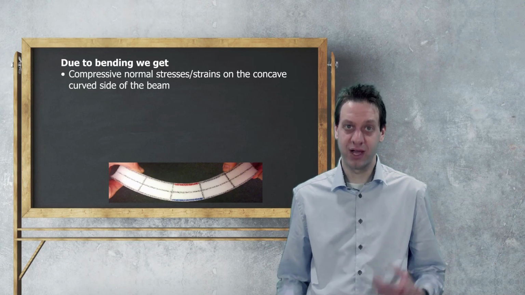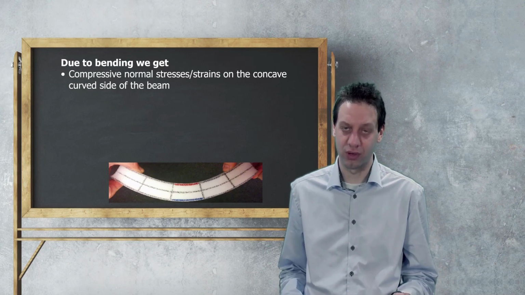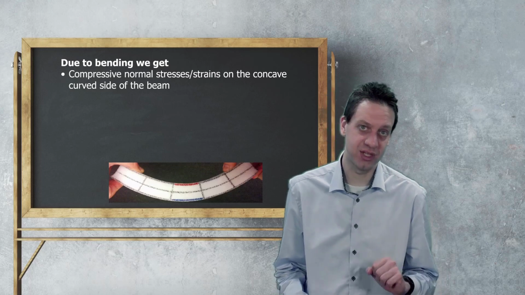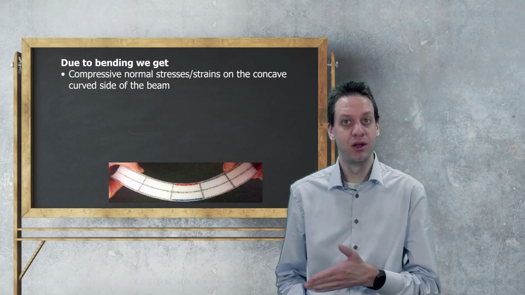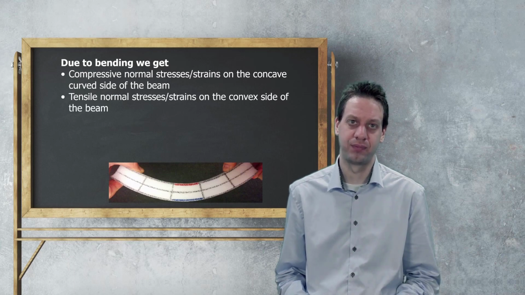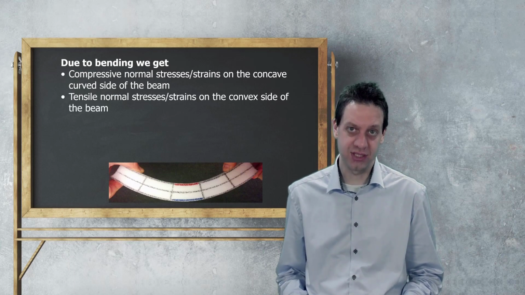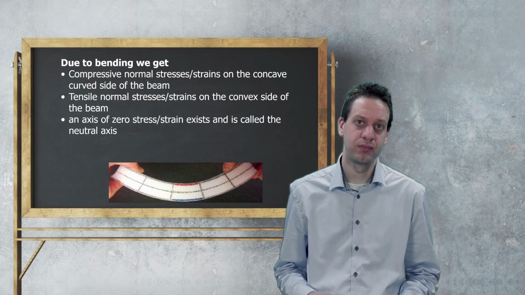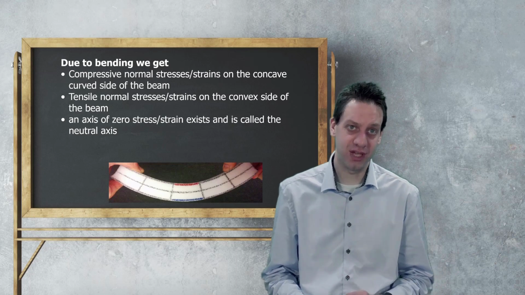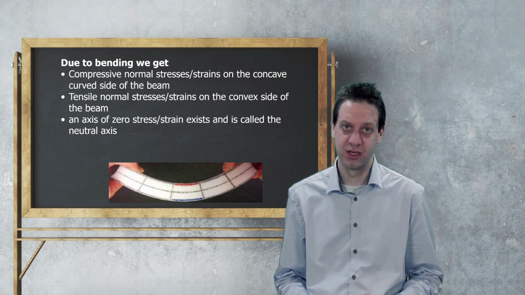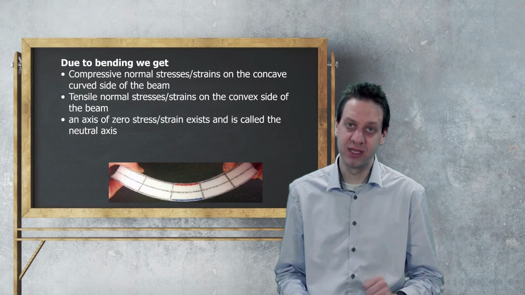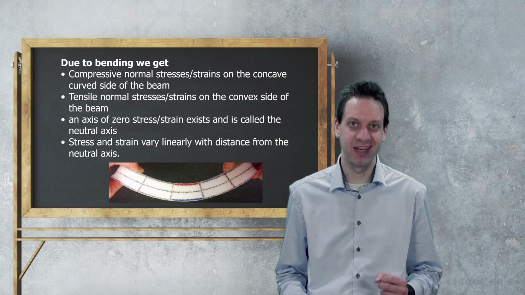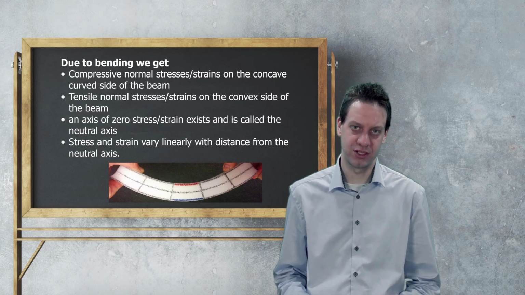This concludes the derivation of how the stress and strain distribution due to bending look like. In summary, we can say that due to bending, we get a compressive normal stress and strain on the concave side of the beam, shown in red in the figure below. We get a tensile normal stress and strain on the convex side of the beam, shown in blue. There's also an axis of zero stress and strain, which we call the neutral axis. And once more, this does not have to be in the middle of the cross-section. And finally, we found that the stress and strain vary linearly with the distance from the neutral axis.